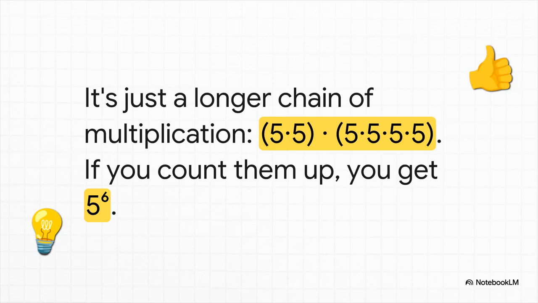Well, if we just write out what each part means, we can literally see the answer. 5 squared is just 2 5s. 5 to the 4th is 4 5s. Put it all together, and what do you have? You just have 6 5s all multiplied together. So the answer has to be 5 to the power of 6.